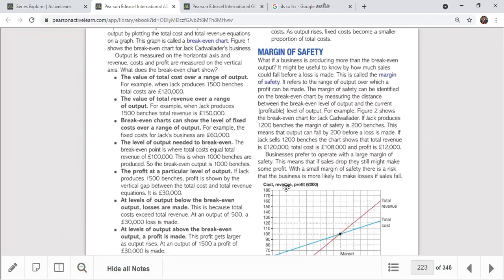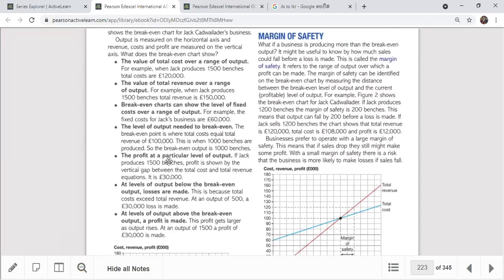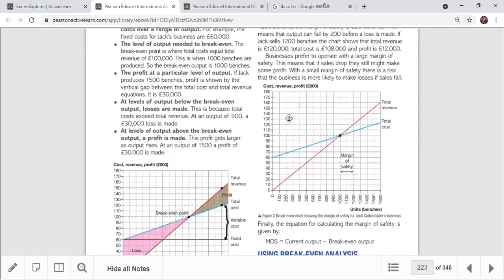Break-even is very useful to find out the profit at a particular level of output. We can find the value of total cost over a range of output. We can find the value of total revenue over a range of output. The break-even chart can show the level of fixed cost over a range of output, and profit at a particular level of output. Levels of output below the break-even are the loss region, above the break-even the profit region. These are the uses of the break-even chart and the break-even analysis.